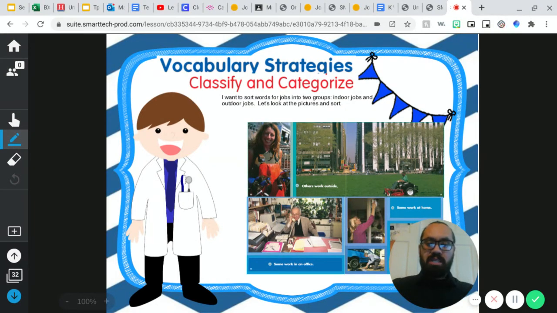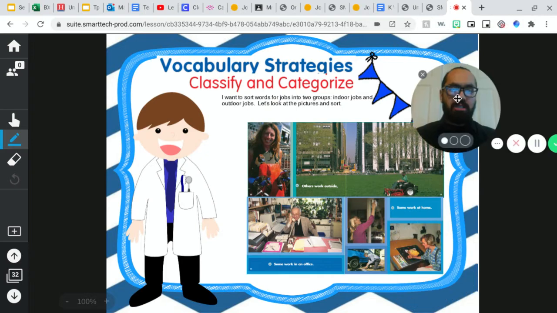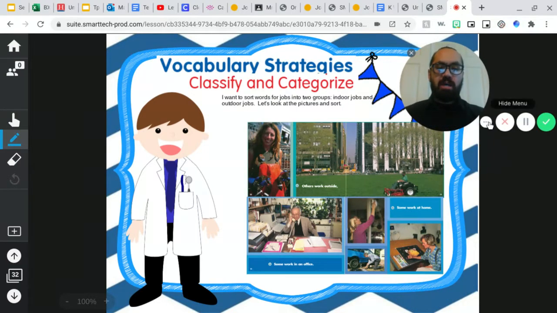So I sorted these into 2 separate groups. I have my regular artistic group that I can draw with, and then I have my dry erase markers. Okay, so I separated them and sorted them and categorized them into 2 groups. If you look at this picture right now, you can sort these jobs into 2 categories, right? You have your outdoor jobs and you have your indoor jobs.